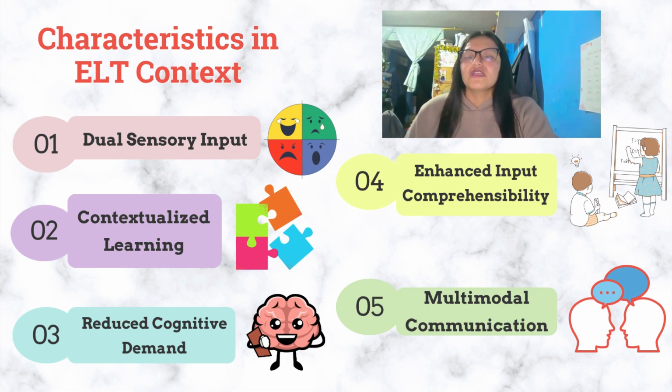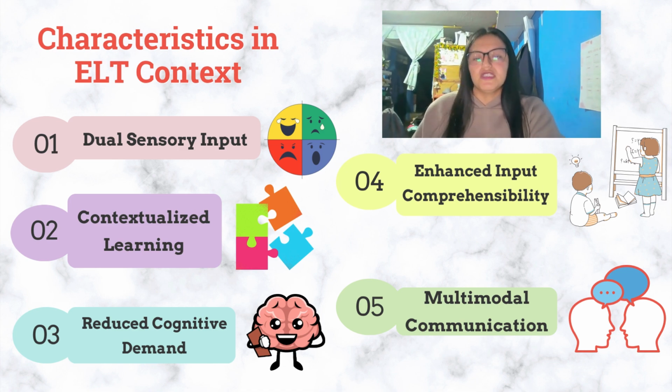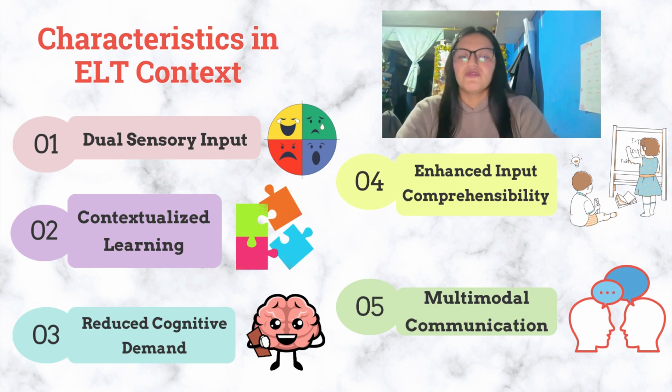2. Contextual learning. Visual elements provide context that clarifies meaning without translation. An image turns abstract language concepts into concrete representations, and reduces ambiguity in vocabulary and grammar structure.